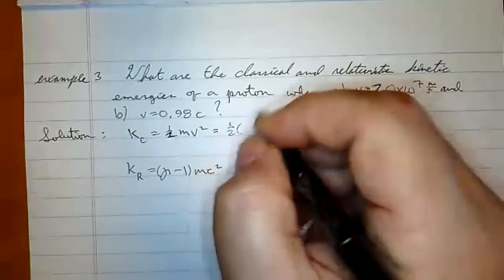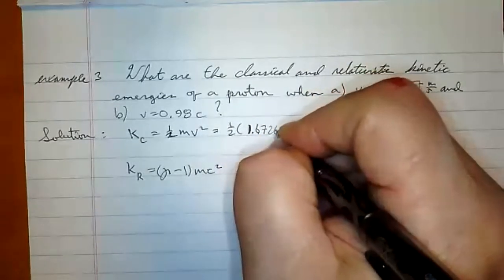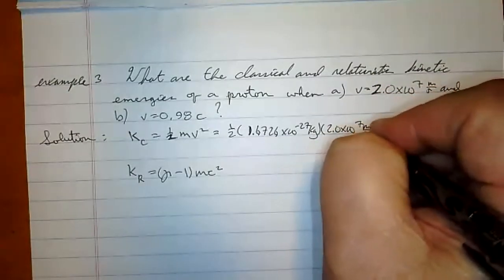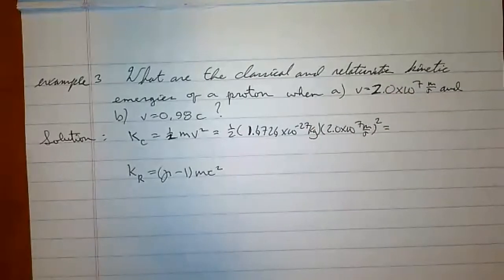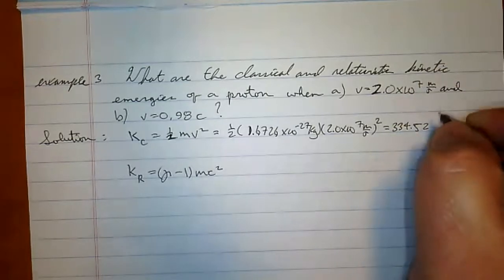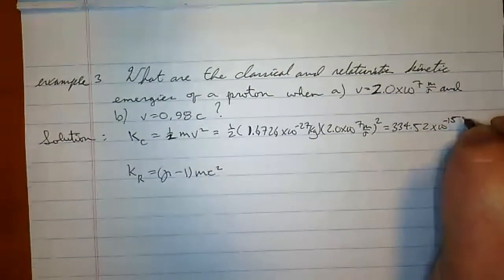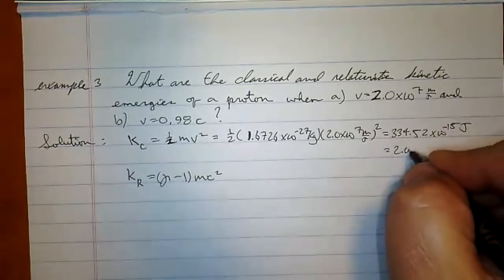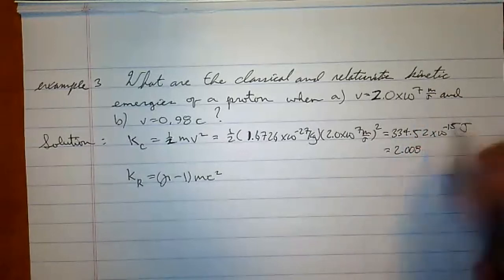So we'll say it's 1/2 times 1.6726 times 10 to the negative 27 kilograms times the velocity, 2.0 times 10 to the 7th meters per second, squared. That's actually a pretty good size number, but not compared to that 10 to the negative 27th. So 0.5 times 1.6726 e to the negative 27 times 2 e to the 7 squared. And I get 334.52 times 10 to the negative 15th joules, which we can convert to electron volts by dividing by 1.602 e to the negative 19. And that gives me 2.088 mega electron volts, sorry about that.